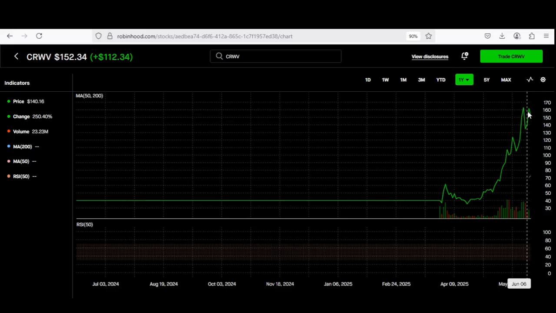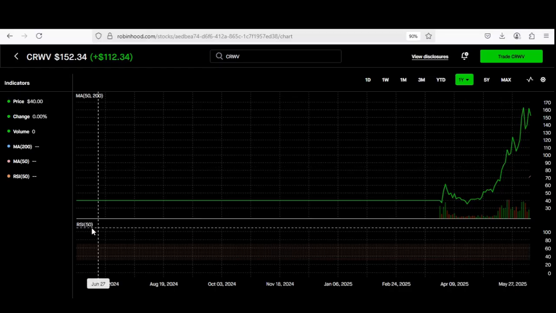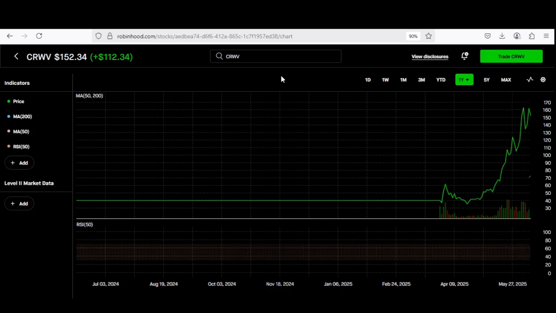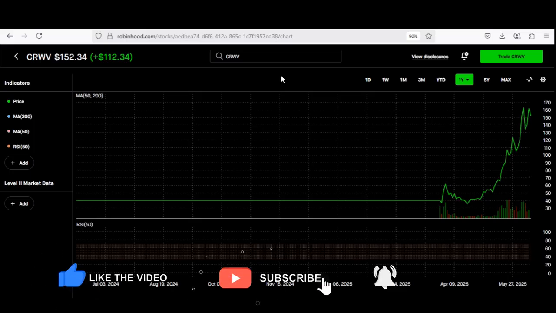Now, once again, because the stock is so new, we don't have any information on the RSI to go off of. So I'm really intrigued to know what option strategy you would do on CoreWeave. Now, I'm going to go ahead and release the results.